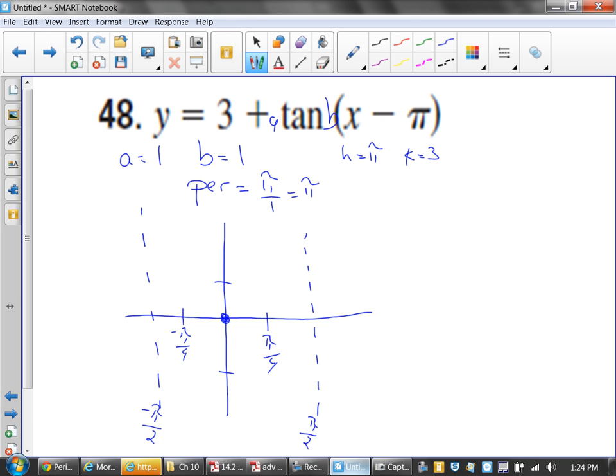Your a values are not amplitudes in tangents. There is no maximum height for a tangent. That a value here tells you where it's changing direction. It's a point of inflection. It's where it changes. Now a is positive, so moving up and right. So I've got the points negative pi over 4, 1, 0, 0, pi over 4, 1. I'm just doing that curve.